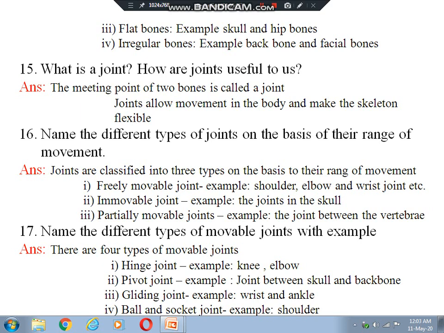Freely movable joint, for example, shoulder. You can try that you can move the shoulder joint in all directions, and the elbow joint and wrist joint. Then immovable joints, that is the joints in the skull. We cannot move these joints, that is why they are immovable in nature. Then partially movable joints, for example, the joints between the vertebra. I told already what is vertebra. So now you can easily understand.